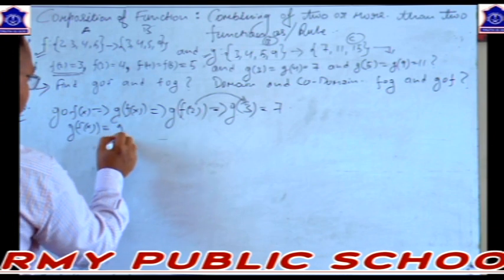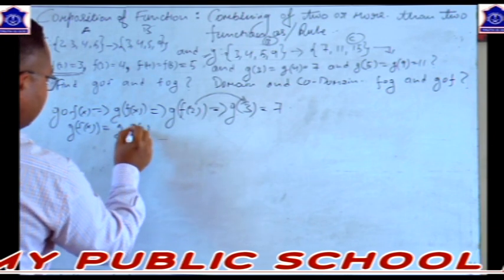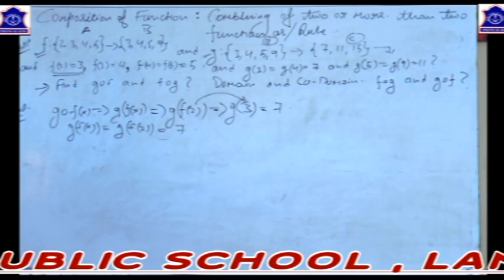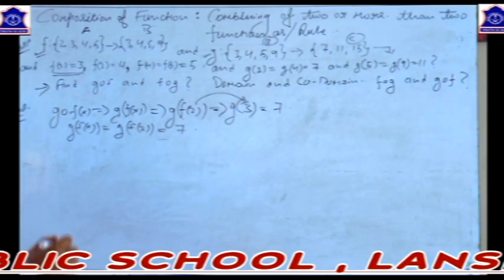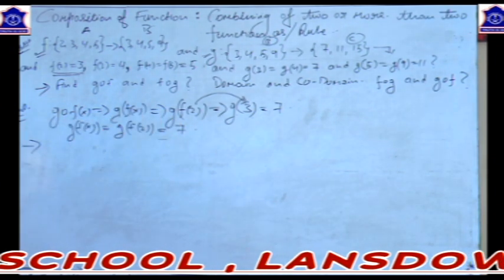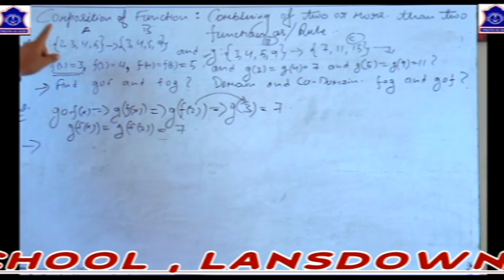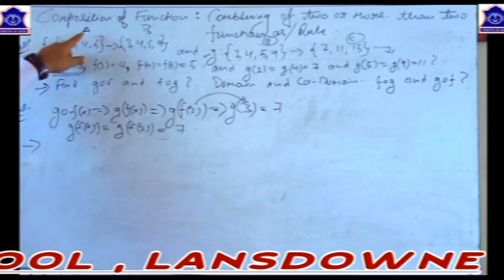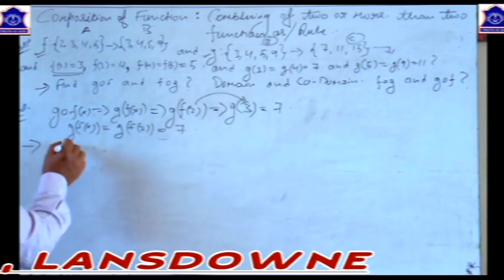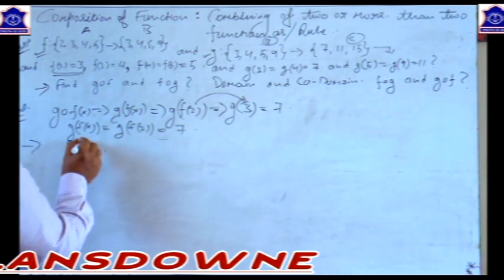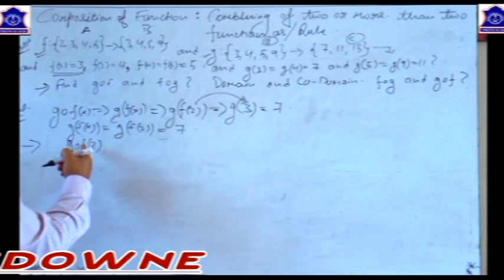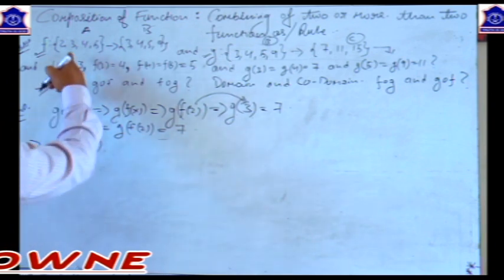Okay, so here we have obtained g of f of x equals g of f2, and g of f2 equals 7. So g of f2 is obtained as 7. Then next, for the first element of the domain of function f we obtained 7. Then g of f3 for the second element of the domain of function f, that is of set A.